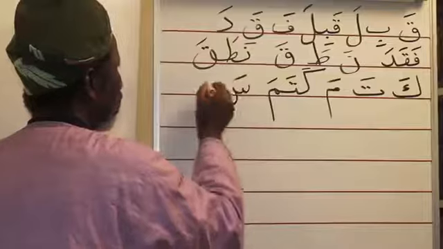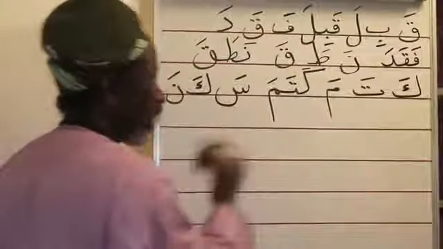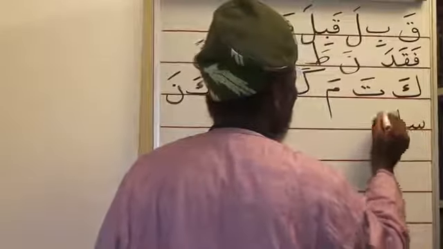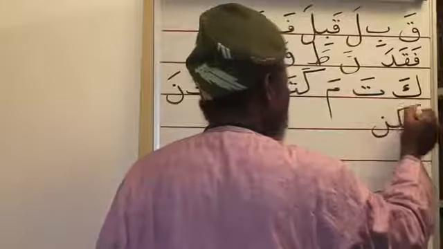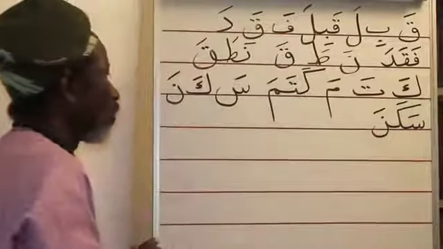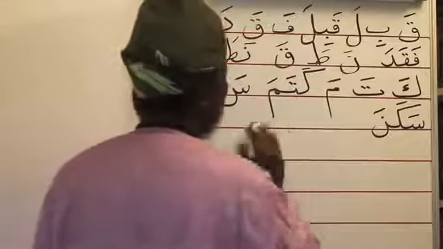Sa. Ka. Na. Sakana. Let's join that. Sa. Ka. Na. Sakana. We're looking for Kaf at the end, like massacre, for instance.